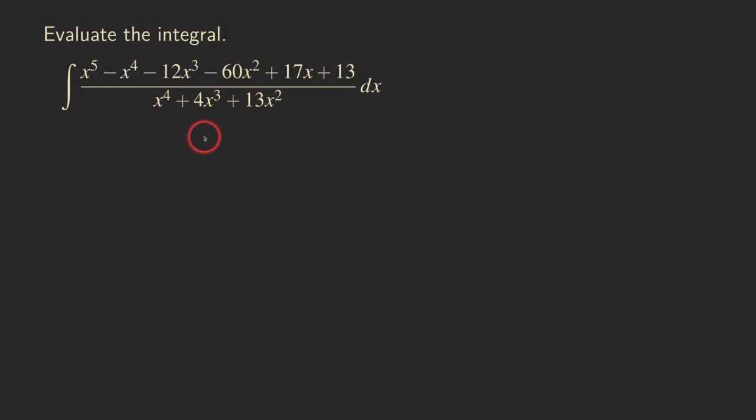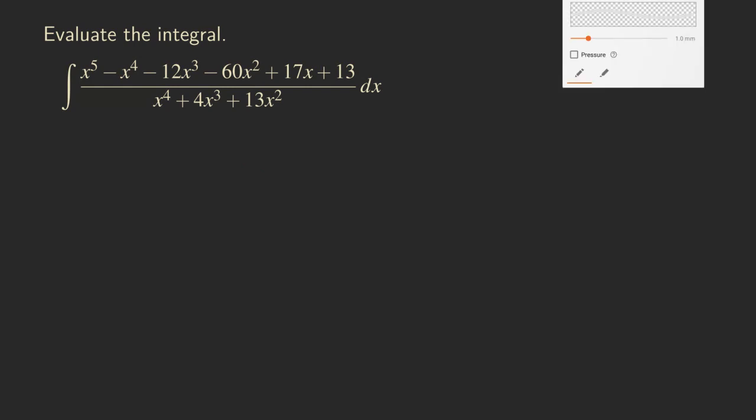Okay, so as you can see, this is an improper fraction because the degree in the numerator is 5, a 5th degree polynomial, and the degree in the denominator is 4. Because the degree at the top is greater than the degree at the bottom, we would be using long division first to simplify this. So let's just get started.